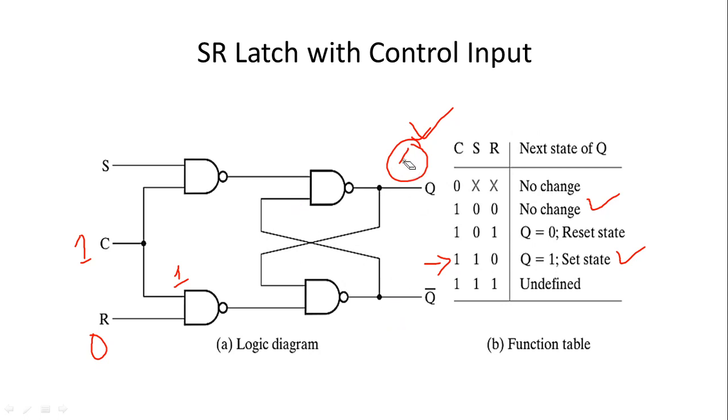Okay, it should keep the same state. So clock is again 1 here. Now the inputs are 0 0, and the previous state was set, means Q was 1 already. Now 0 NAND 0 will produce 1, because AND produces 0, NAND will produce 1.